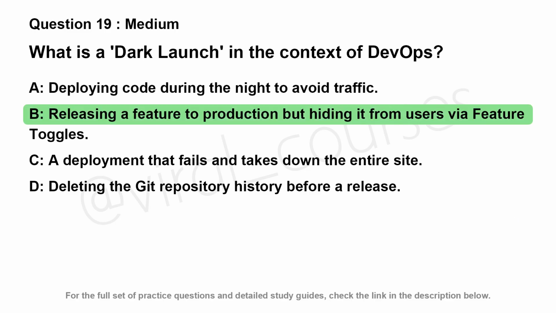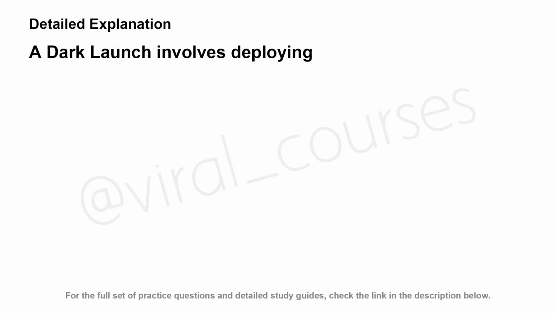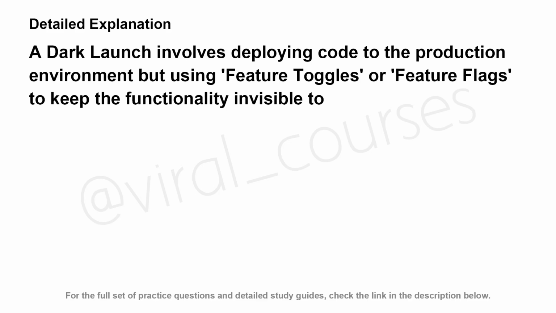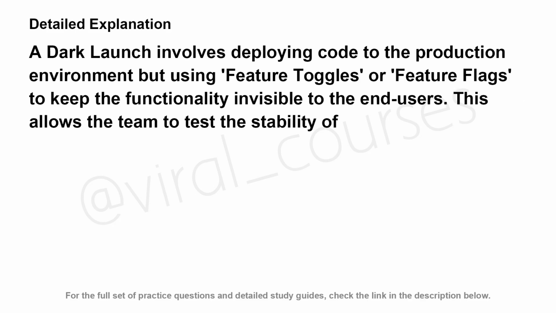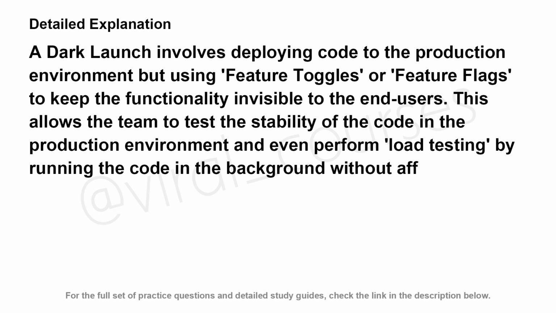The correct answer is B. A dark launch involves deploying code to the production environment but using feature toggles, or feature flags, to keep the functionality invisible to the end users. This allows the team to test the stability of the code in the production environment and even perform load testing by running the code in the background without affecting the user interface.